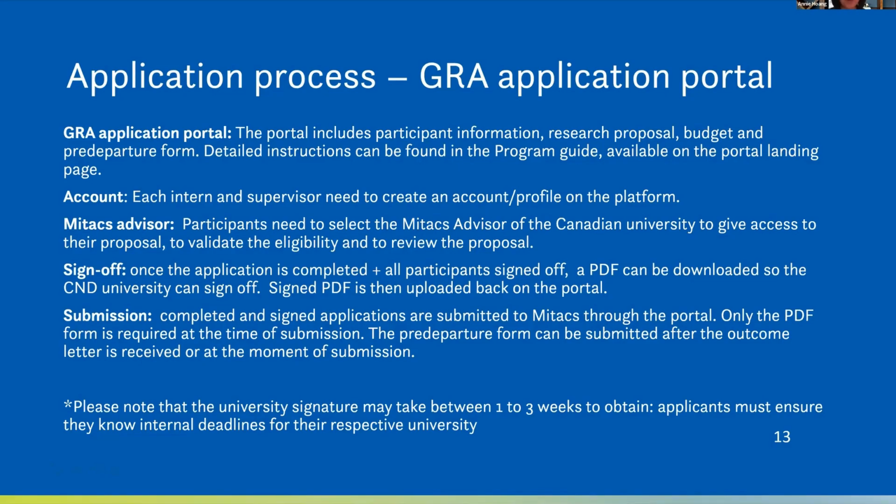In terms of the sign-off process, once the application is completed, all the participants have to sign off on the portal. Before you sign off, there is a way to download a PDF copy of the entire application first, so you can check to make sure everything looks okay, and then everyone would sign off. The last signature is the Canadian University signature. Please check with your Mitacs advisor to see what the internal processes are, and also if there are any internal deadlines or any other steps that you should know about. So the Mitacs advisor can advise on that part.